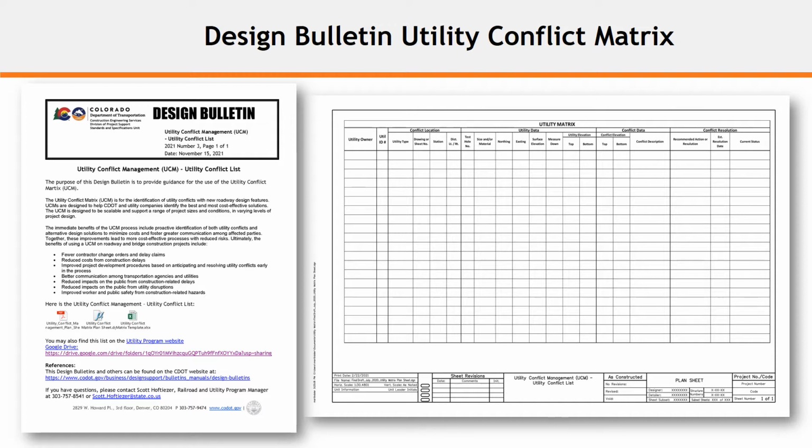The UCM can be found in PDF format. Also, there's a MicroStation DGN file and the embedded utility matrix template in Excel format in a spreadsheet. They can be found at the utility program website, and also at the following Google Drive link.